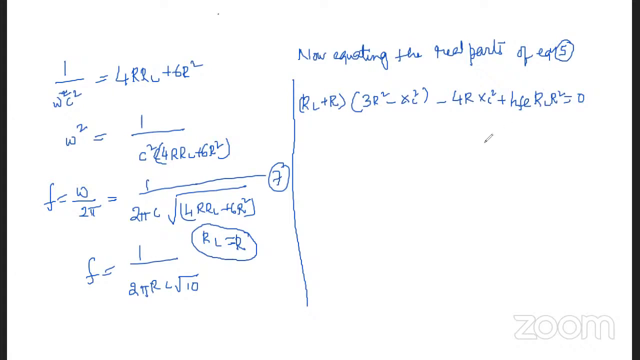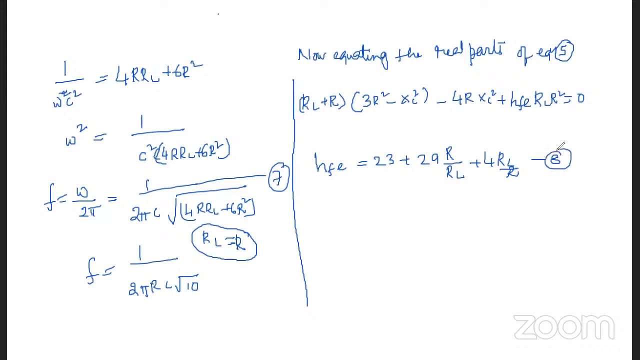If you solve this further, using the previous equations, we get the value of HFE as 23 plus 29 R by RL plus 4 RL by R. So this is the equation which we get here.